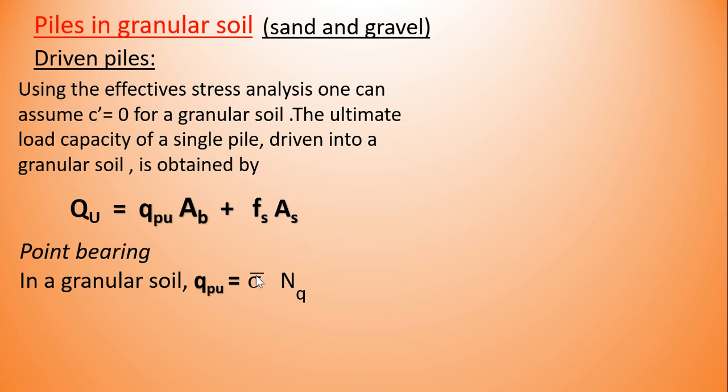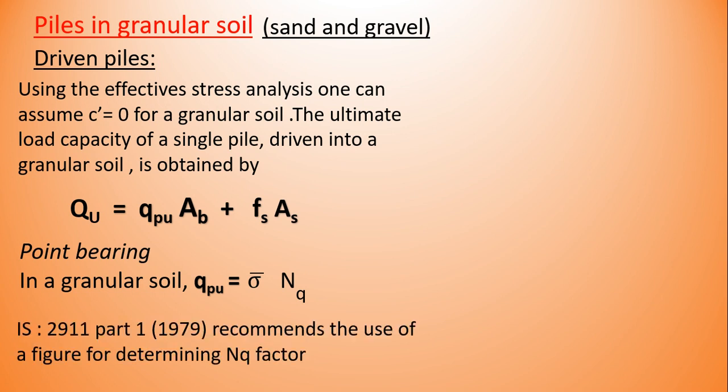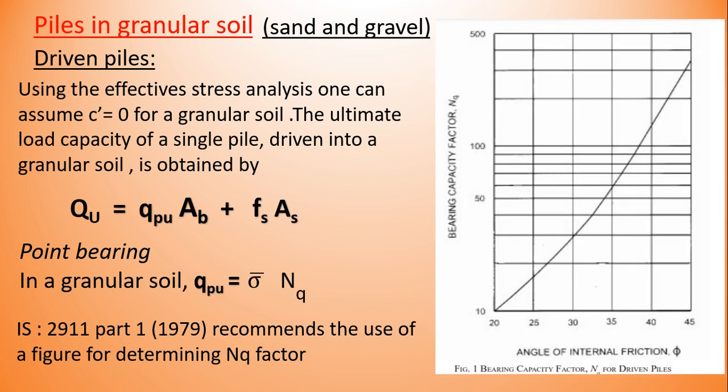Point bearing. In a granular soil, QPU, that is unit point bearing resistance, is equal to sigma bar NQ. Sigma bar is the effective overburden pressure at the tip of the pile into NQ. NQ is the bearing capacity factor. As per IS 2911 Part 1 1979, it recommends the use of a figure for determining NQ factor. Angle of internal friction phi, and here it is the bearing capacity of friction NQ. From this chart we can take the NQ value.